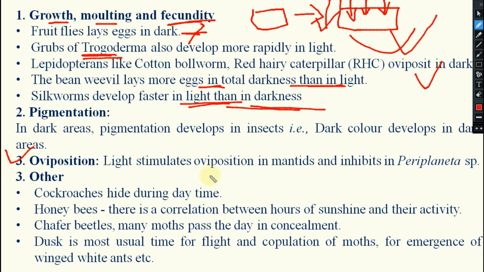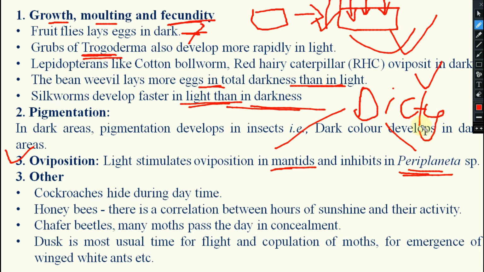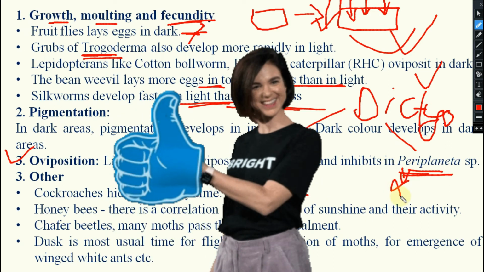Then oviposition. Light stimulates oviposition in mantids, but inhibits it in Periplaneta, that is your cockroach. You see, cockroach and mantid both are of the same order, that is your Dictyoptera. Family is different, but order is the same. But here what is happening? In case of mantid, they will lay the eggs in light area, but in case of cockroach, they won't lay the eggs in light area.